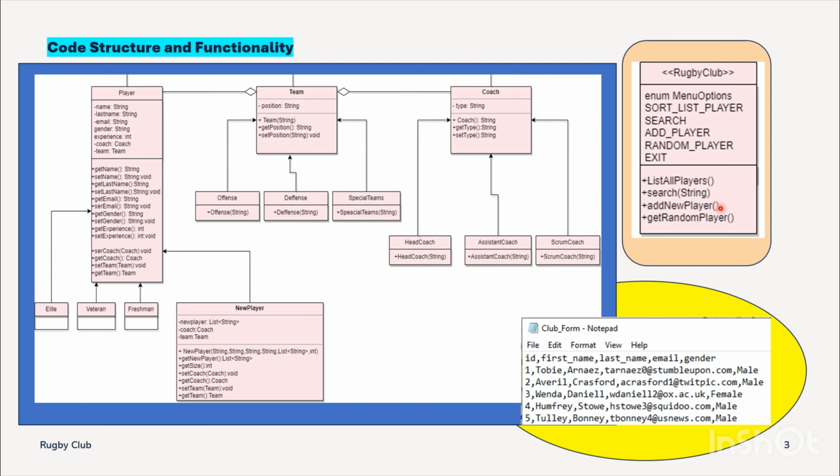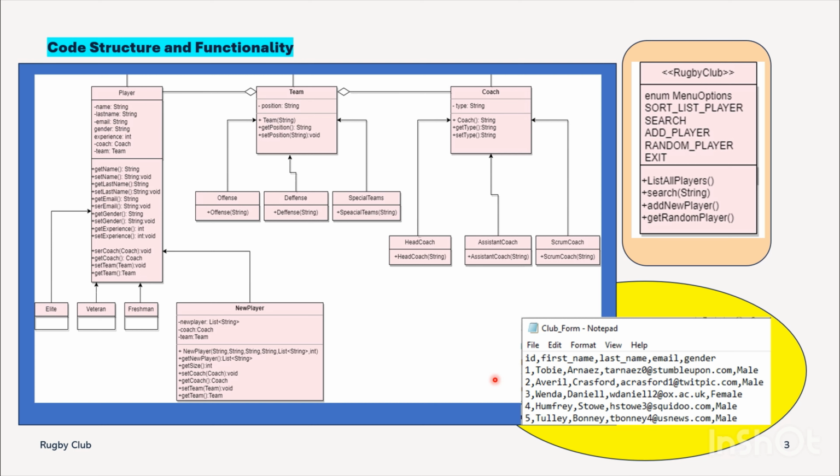I also created an enum called MenuOptions to define the main menu options, which include displaying all the players in alphabetical order, searching for players by name, adding new players to the player list, and randomly generating players. In this case, the list of players was provided in a file, so it was necessary to create a method that reads this file and extracts the players' information. The file contained information about the players, such as ID, first name, last name, email, and gender.